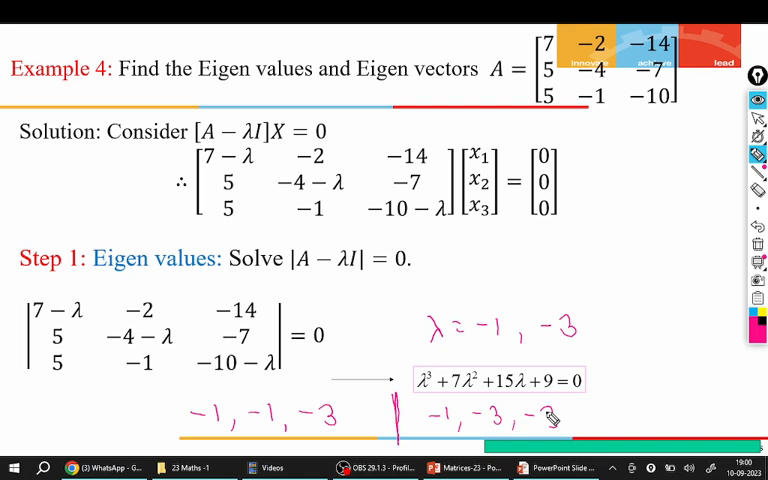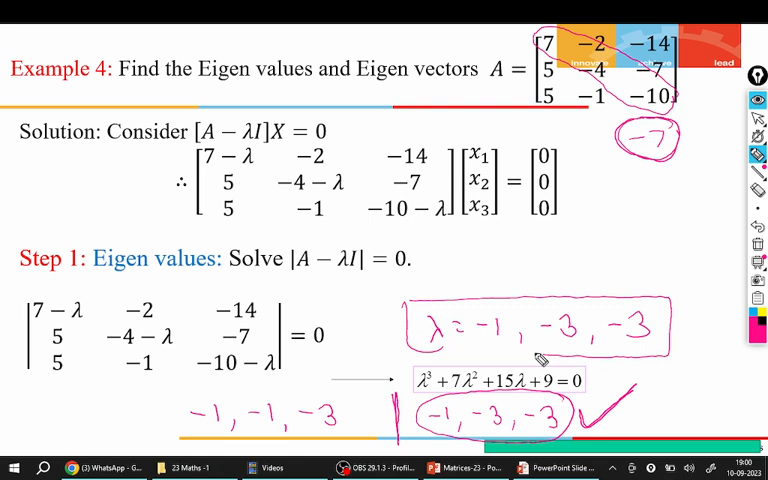So how to check? We know the sum of diagonal elements is equal to the sum of eigenvalues. What is the sum of diagonal elements? -14 plus 7, which is -7. So -7 is the sum of diagonal elements. Where is the sum -7? This sum is -5, and this one is -7, so this is the correct root. Therefore lambda equal to -1, -3, -3. This you have to write directly. Use the calculator, but decide which is the repeated root by using the property that the sum of diagonal elements is equal to the sum of eigenvalues. So our roots are -1, -3, and -3.